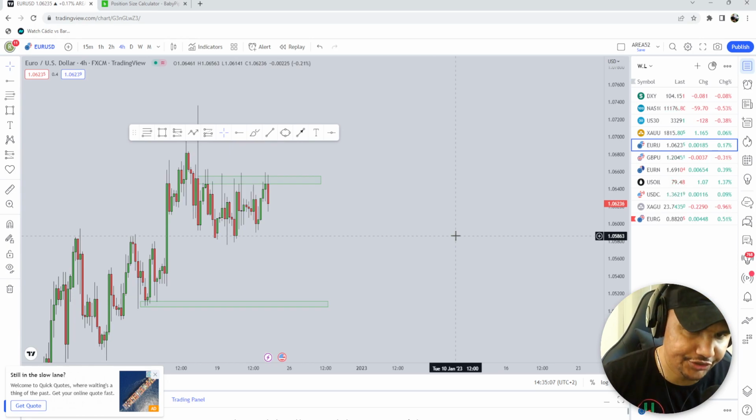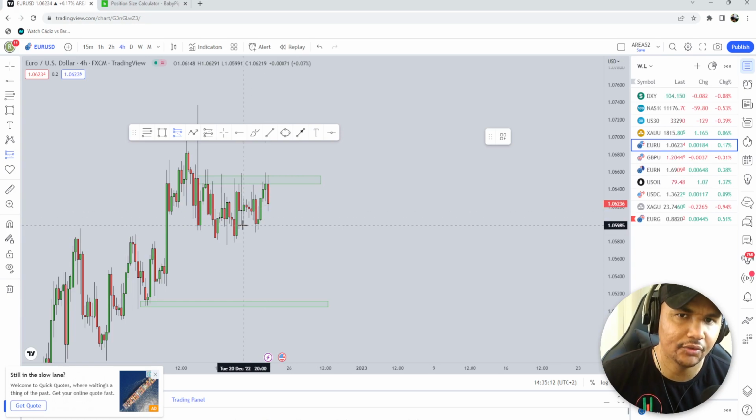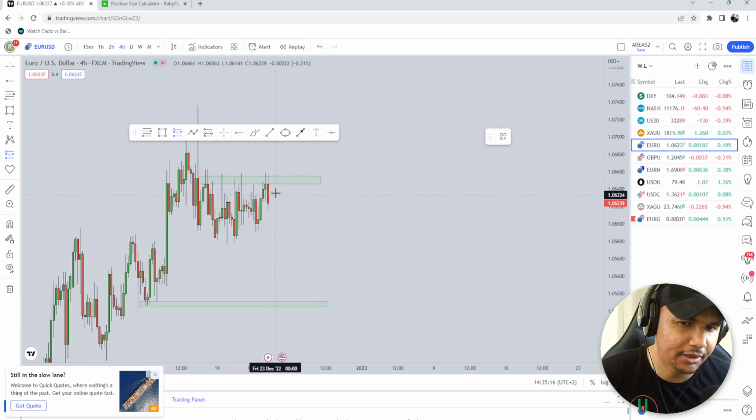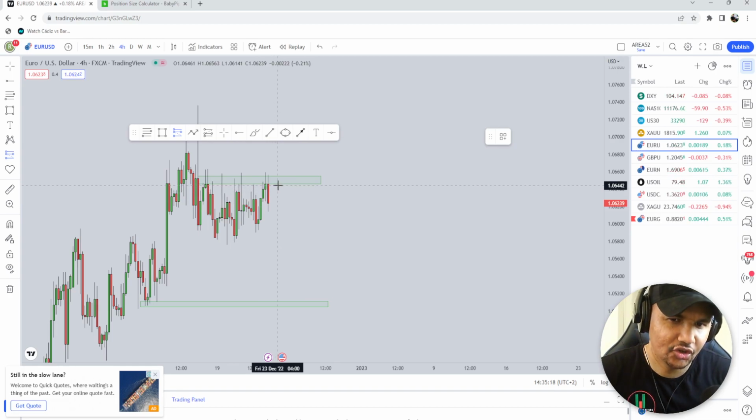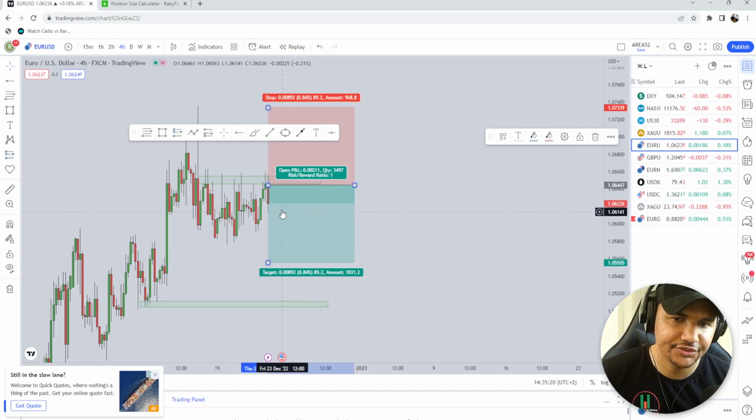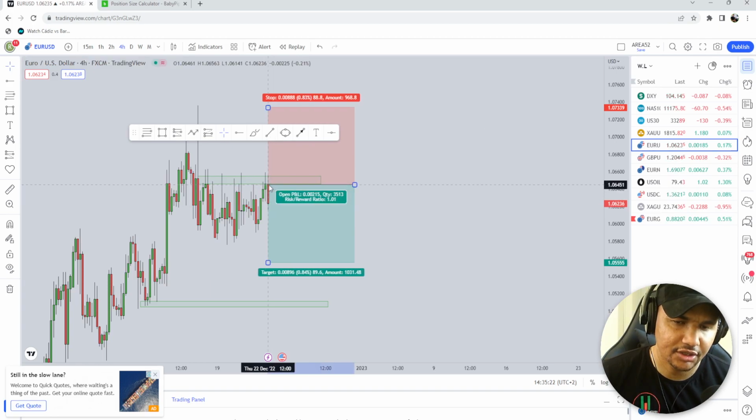How do you do this? Very easy. Firstly, you come to TradingView if you want to. You don't have to do this. If you know how much stop loss your pips have, then you don't need to do this. You come into TradingView, you put your position, you put this on there.